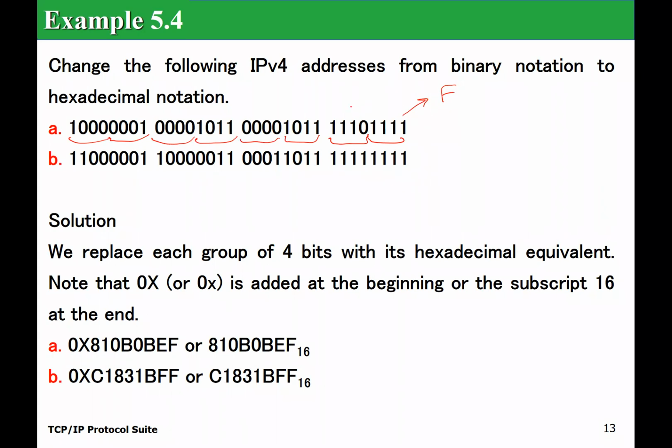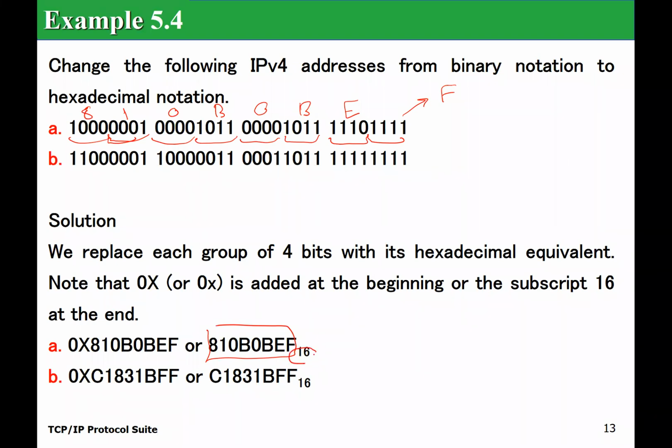What about 1110? That is E. What about this one? That's B. What about this one? That's 0. What about this one? That's B. What about this one? 0. What about this one? 1. What about this one? That's 8. Okay, if you see the answer, that's the answer.